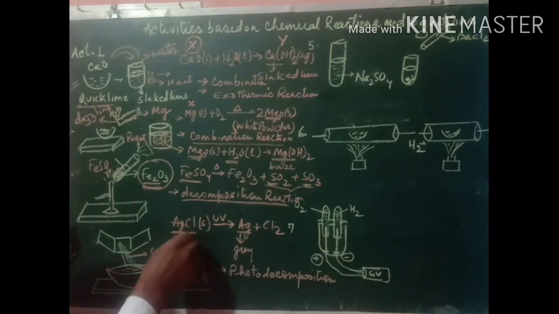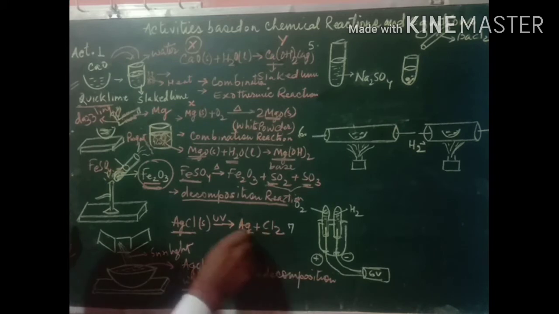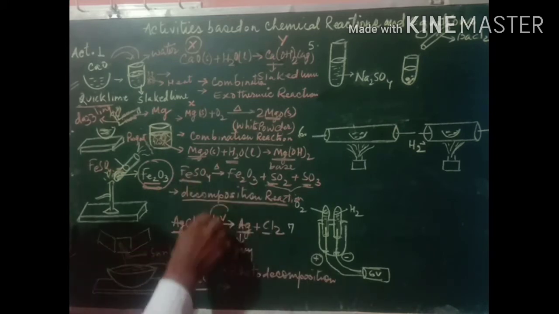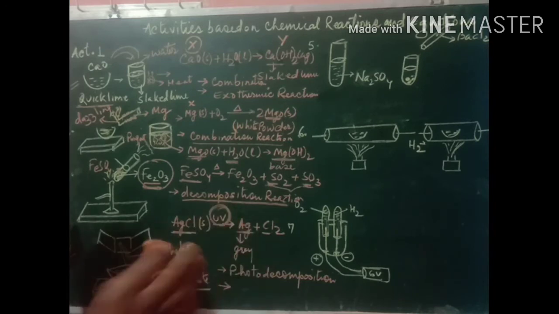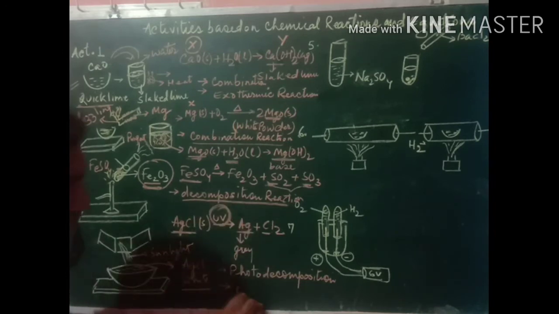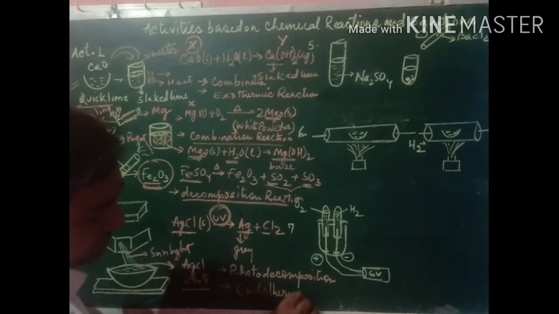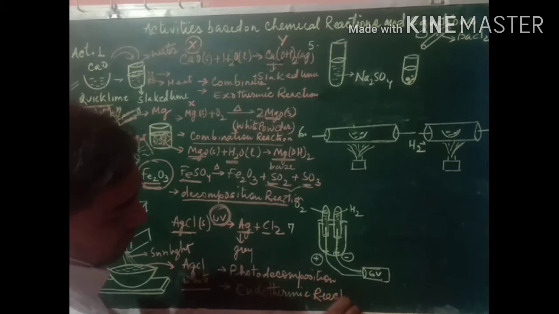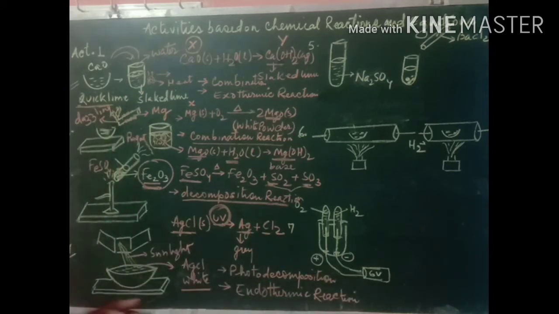Silver chloride has also broken into its two components, silver and chlorine gas. Actually, the heat has been taken from sunlight, that's why this reaction can also be called an endothermic reaction. So this is clear, students.